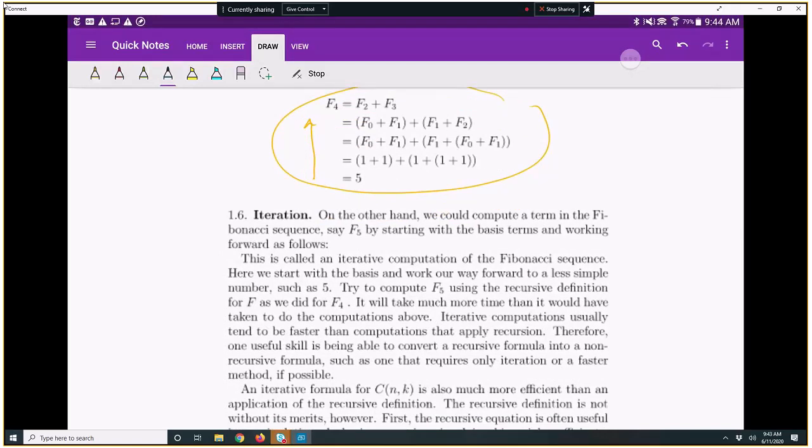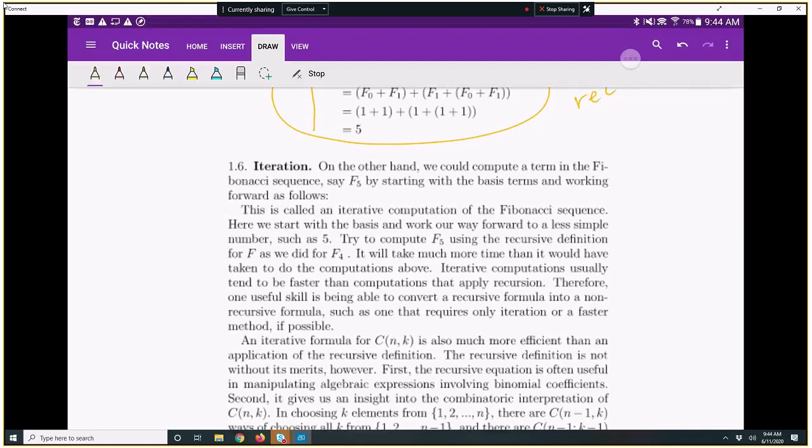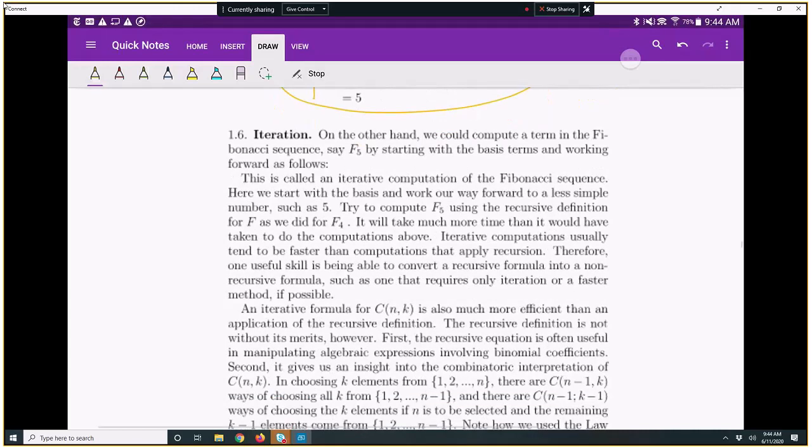So we start with the basis and work forward to a less simple number. If we tried to compute using the recursive definition, it generally takes more time. The iterative computations usually tend to be faster. So a useful skill might be being able to convert back and forth between a recursive formula and a non-recursive formula, such as one that only requires iteration.